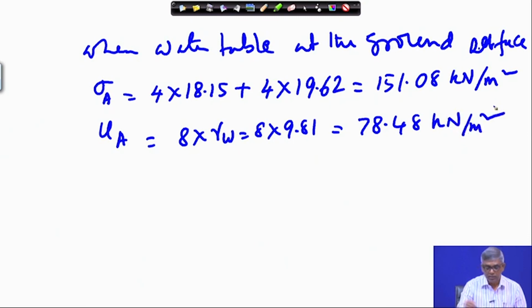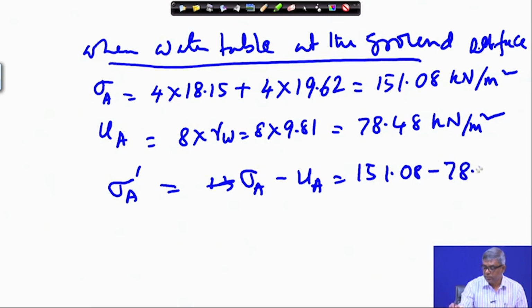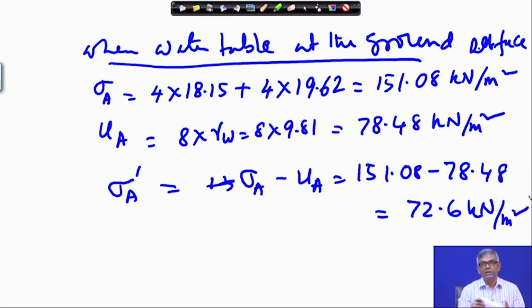So, sigma dash A when the water table is at the ground surface will be equal to sigma A minus U A, which is 151.08 minus 78.48. So, that gives you the value equal to 72.6. So, this is the second condition, that is when the water table rises to the ground surface. This is one part. Now, I will go back to the next part of the problem.